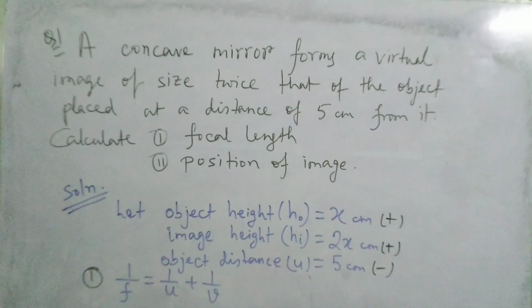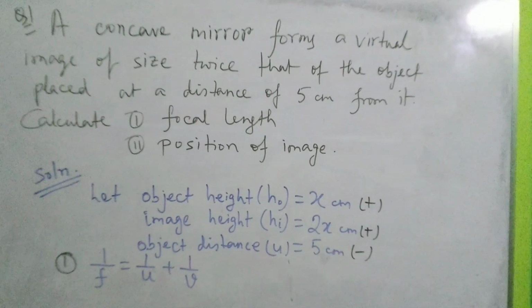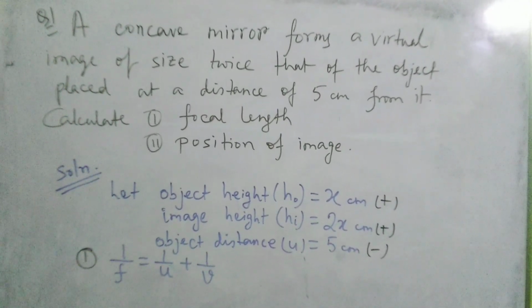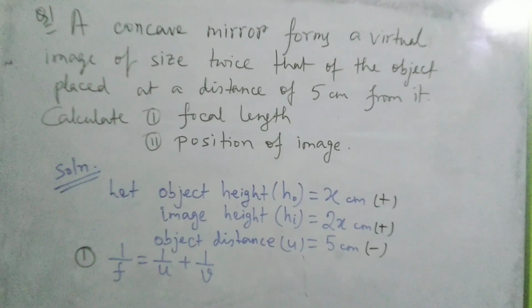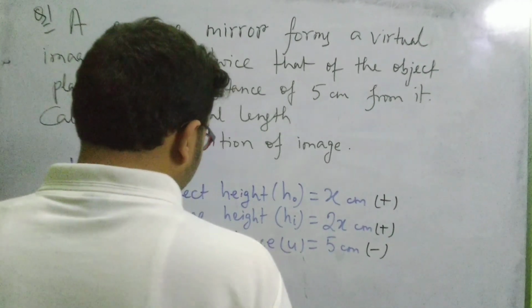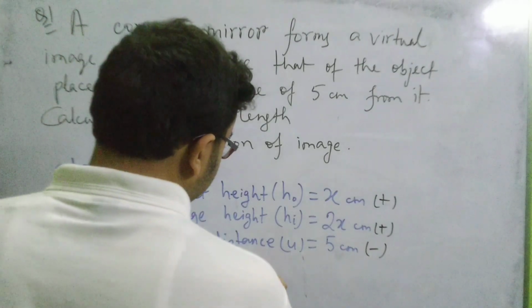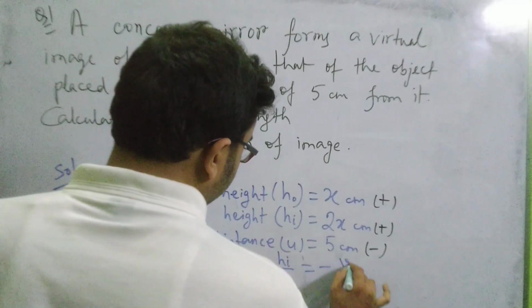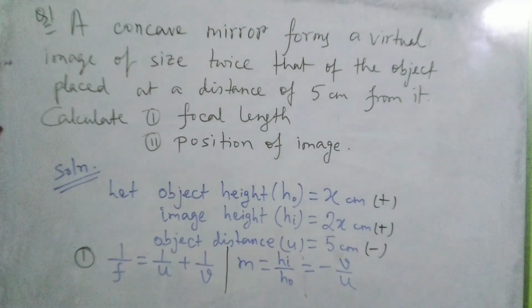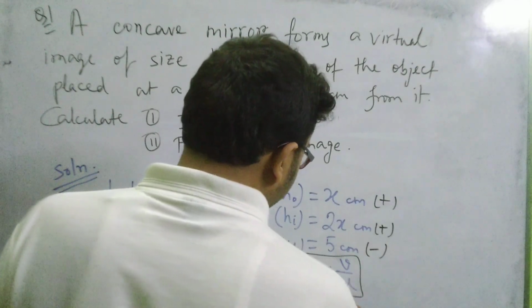The magnification is equal to the image height by the object height, and that is equal to negative of the image distance by the object distance. So magnification m = h_i/h_o = -v/u. We will utilize this formula in order to get a relation between u and v.